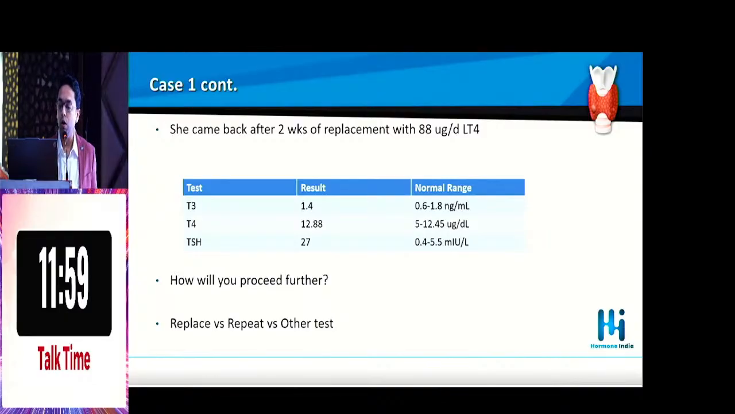So what do you want? Do you want to continue with 88? Do you want to increase the dose? Do you want to decrease the dose? Do you want to repeat some test? Do you want some other test? Maybe you want USG, anti-TPO antibody, some scan. What do you want? Let it be wrong. Just answer so that we can discuss. It's not a competition.